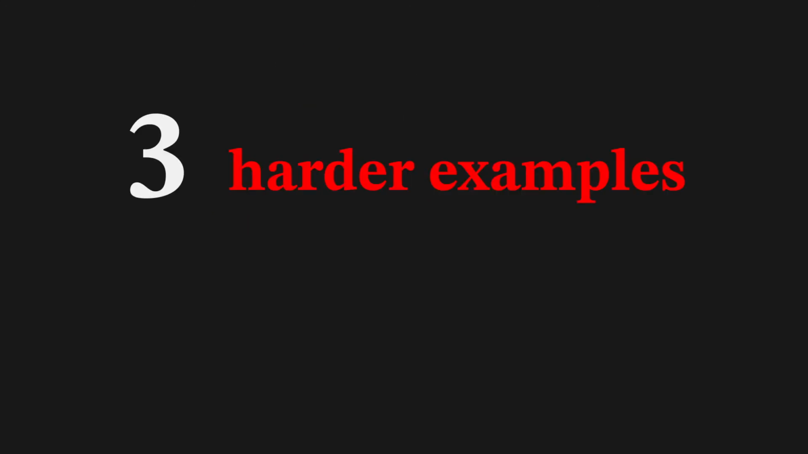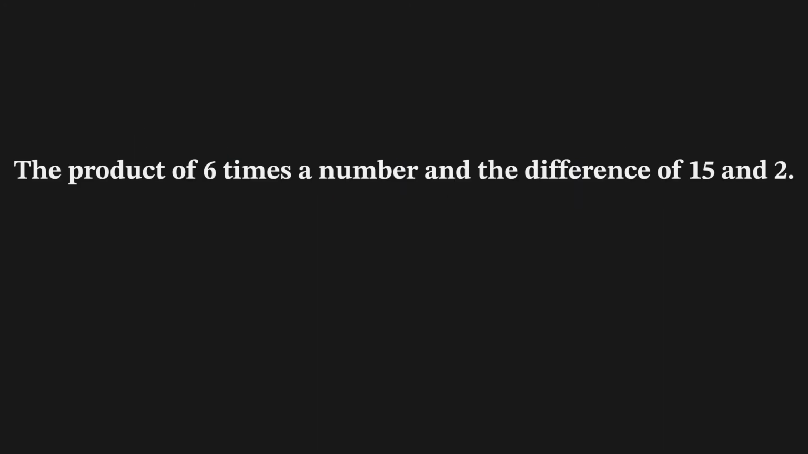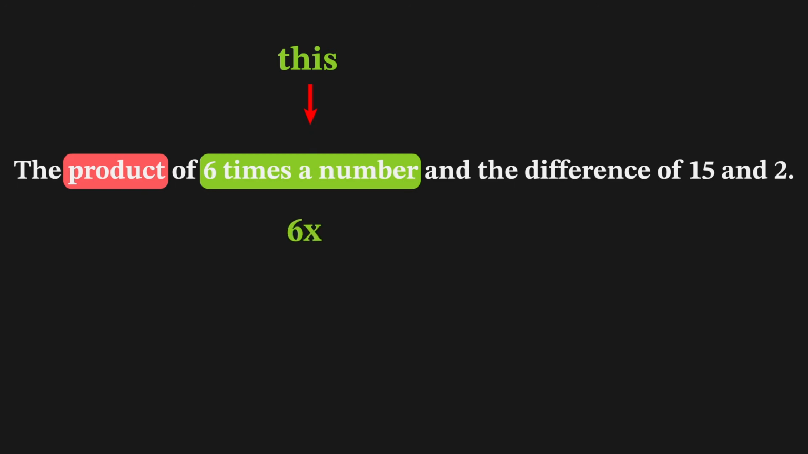These next 3 questions are a bit more difficult at first, but hang around and see what you can learn. So we have the product of 6 times a number and the difference of 15 and 2. Now this is a bit more complicated than our previous examples, but let's just break it down bit by bit. When we read this, the first keyword that we see is product. Now remember, we're looking for the product and the key phrase of this and that. So the product of this, in this case, is 6 times a number. And we can see it's separated by the word and. So that is this. What is that?